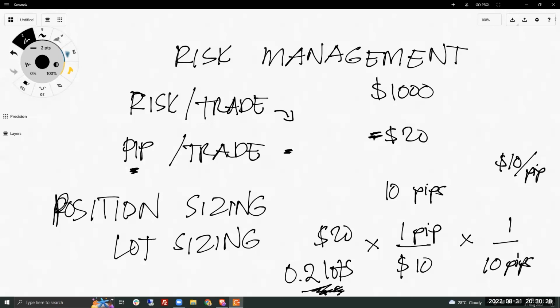What this means is if you open 0.2 lots of, let's say, Euro USD, if the price of Euro USD drops by 10 pips, then your loss will only be $20. So that's how it works.